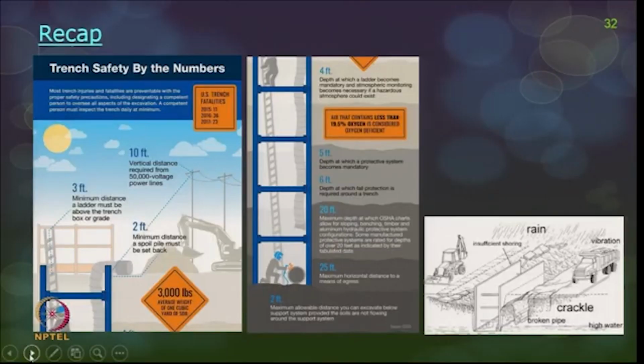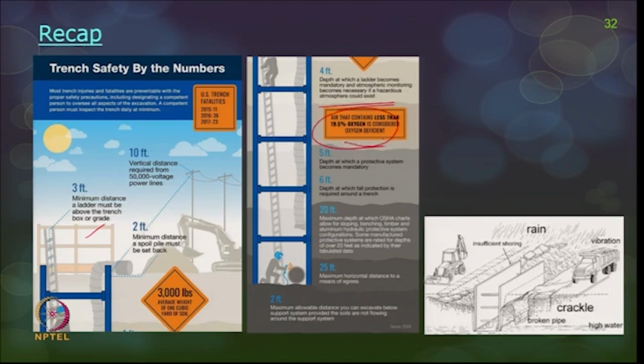So, trench safety by numbers, this is one of the pictures which I liked on infographics. 3 feet, the minimum distance a ladder must extend above the trench box or grade. 2 feet, the minimum distance a soil pile must be set back. Then 10 feet vertical distance required from 50,000 volt power lines. 4 feet, the depth beyond which a ladder is compulsory, and beyond which the air may also be toxic.